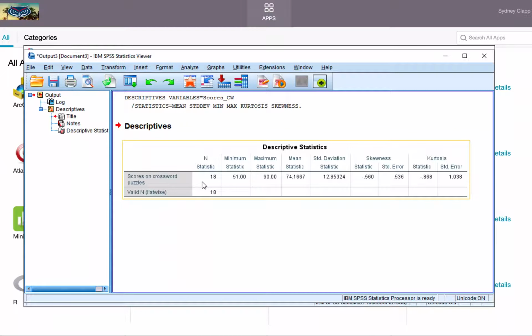and it has N, our sample size, is 18. This is our minimum, that is our maximum. Here is our mean, our standard deviation. And if we look at the skewness, it is negative 0.560, which is greater than our alpha of 0.05.